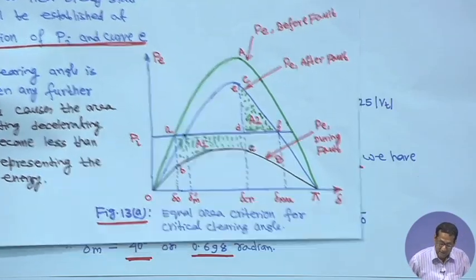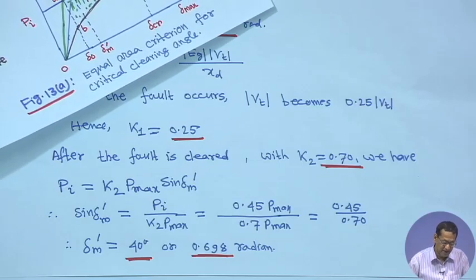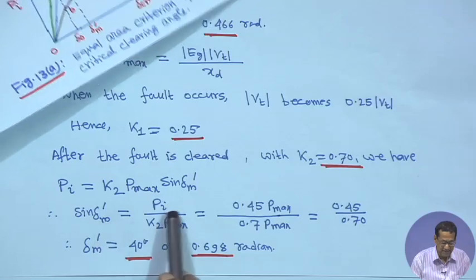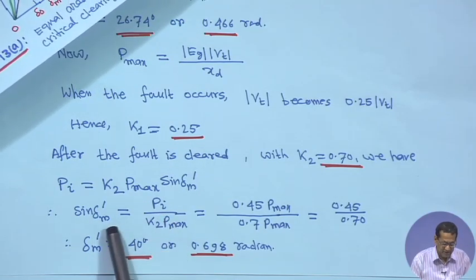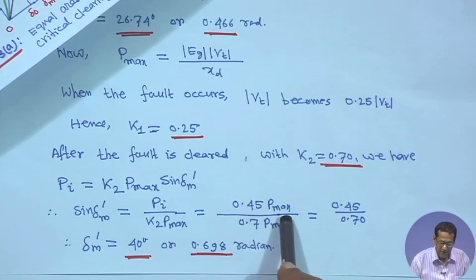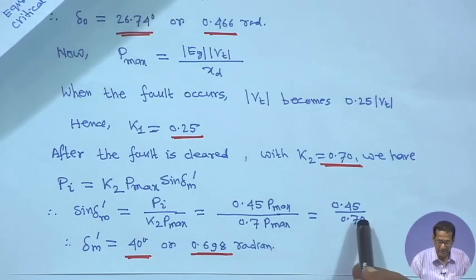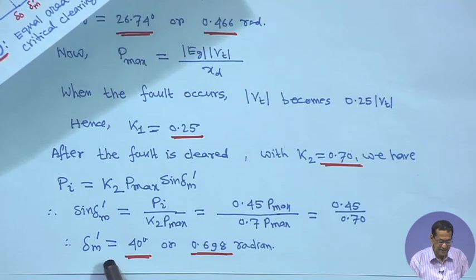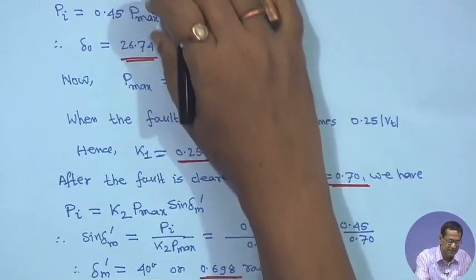So, in that case you compute delta m dash. We can write sin delta m dash is equal to Pi upon K2 P max. So sin delta is equal to 0.45 P max divided by 0.7 P max, that is 0.45 by 0.7. So in that case you will get delta m dash is equal to 40 degree.